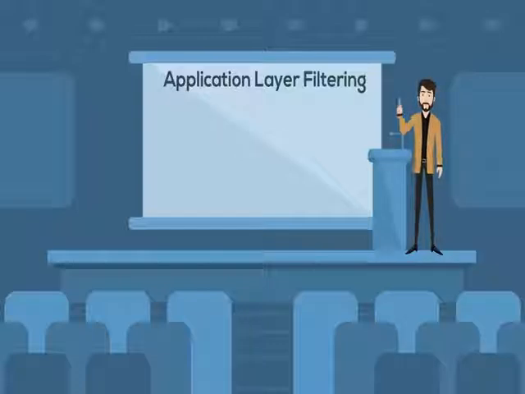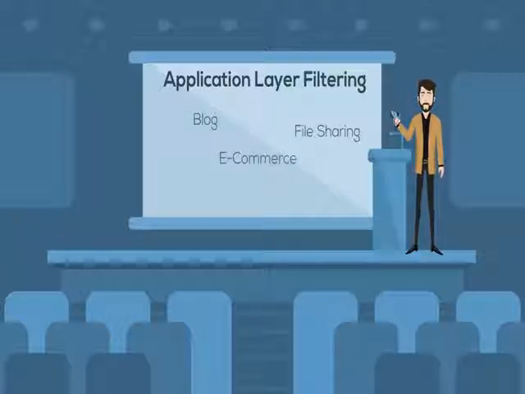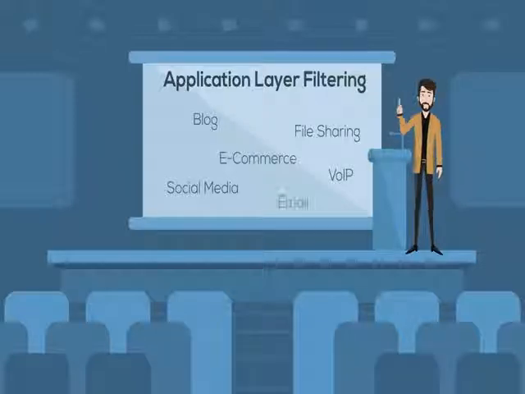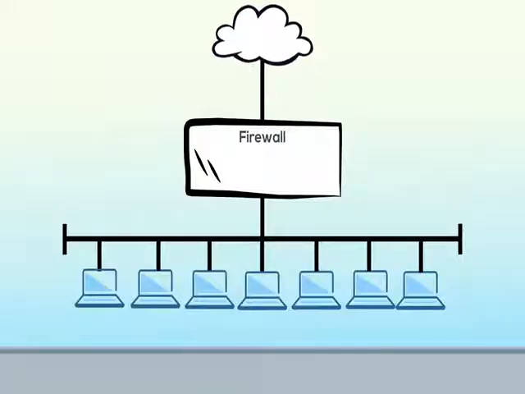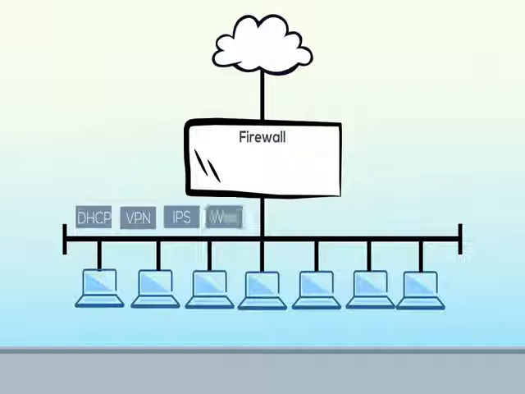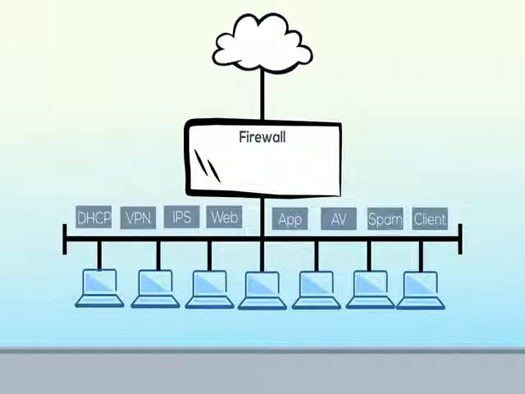And in the case of HTTP, they can differentiate between browser traffic to a blog, a file-sharing site, e-commerce, social media, voice over IP, email, and many more. Along with firewalls, most networks rely on a set of services to function properly or to provide different types of network security functions. Examples of this include DHCP, virtual private networking or VPN, intrusion prevention systems or IPS, web filtering, application control, antivirus, anti-spam, and endpoint control.